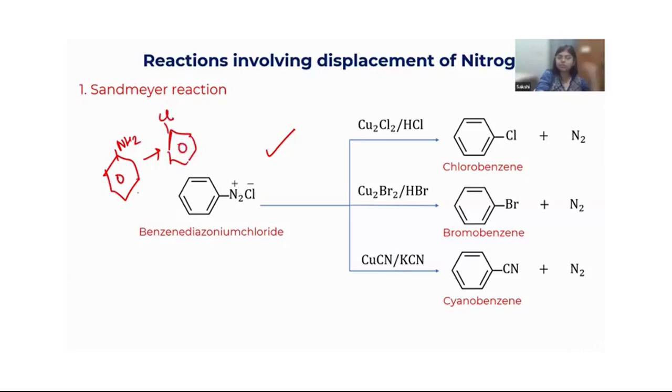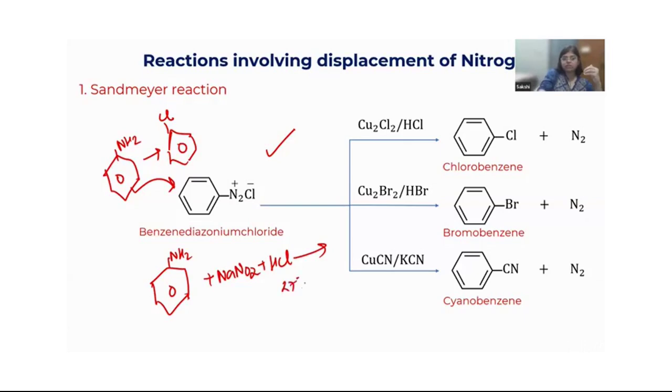The first step is you need to make a diazonium salt from aniline. How do you make it? You take aniline and add NaNO2 in the presence of HCl. And again, the temperature should be very low, that is 273 to 278 Kelvin, right? And you get benzene diazonium chloride. Then if you add CuCl and HCl, the displacement of the N2 group takes place. It is removed entirely, nitrogen gas is released. So you get chlorobenzene.